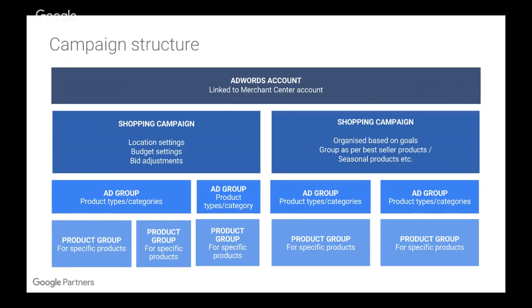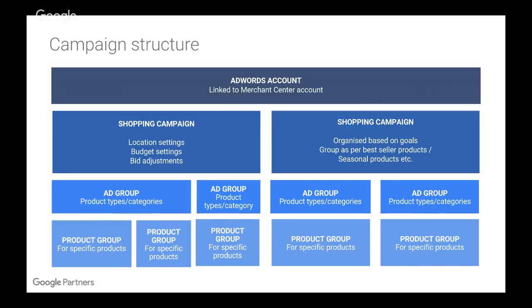So you have an AdWords account, which is linked to the Merchant Center account, as we discussed. You create a shopping campaign underneath it. Now, the shopping campaign is where you set your location settings, which means who do you want to target, your budget settings, how much do you want to spend on this, and any bid adjustments that you might have. So say you want to focus more on mobile, or you want to focus more on any other specific device or a sub-location within your specified location. So say you're selling products in the UK, but you want to be a little more competitive in London, for example, you can go ahead and set a bid adjustment against it.